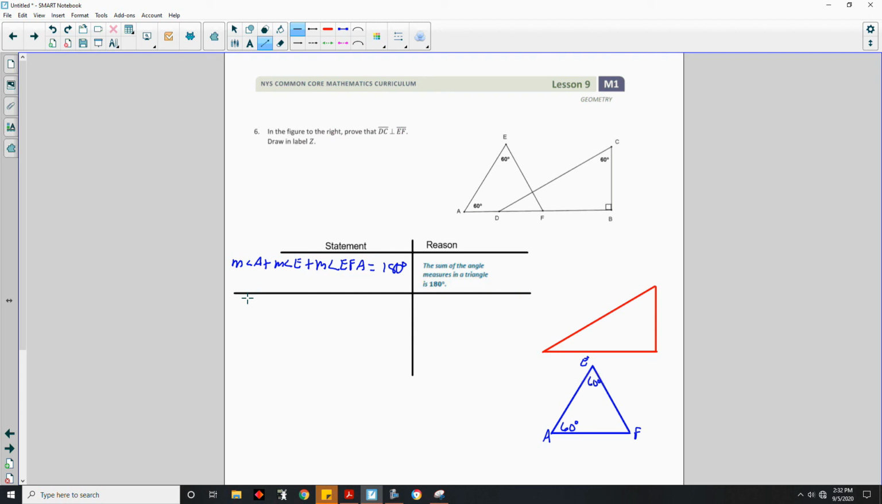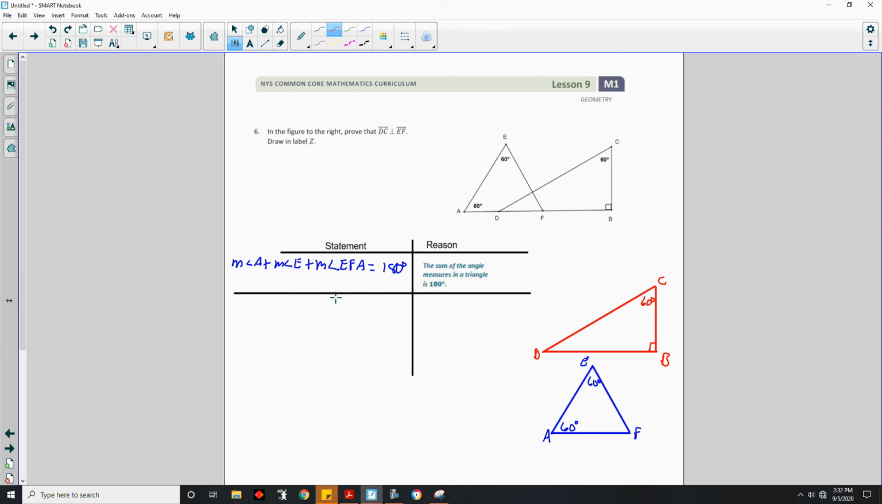There's step one. Now let's do the same in the red triangle. So let me switch to red. So this is C, this is B, it's labeled as a 90-degree angle. This is D, and C is 60 degrees.